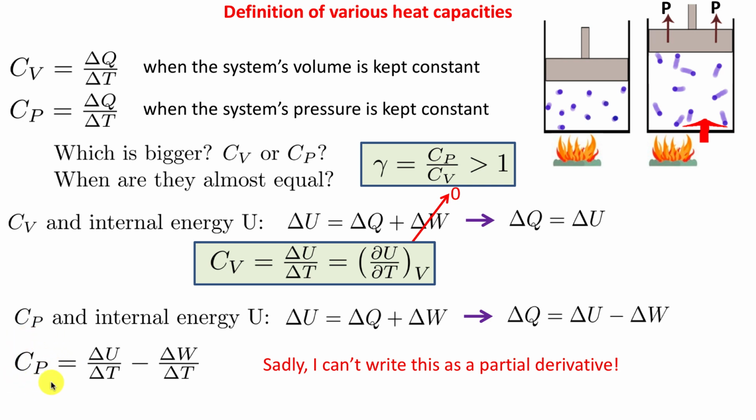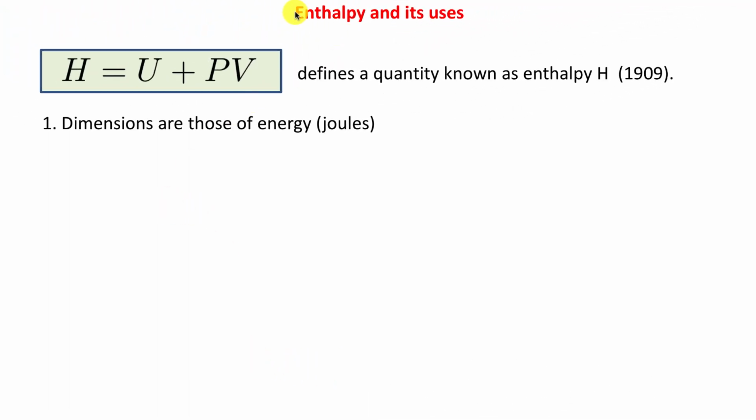is Cp. So we have an expression for Cp over here, just like we had an expression for Cv over here. But in this case, I could write this as a partial derivative. Here I cannot, because W is not a state function. I don't know how to differentiate W. To overcome this, there's a quantity that is called enthalpy. Chemists use this quite a lot.